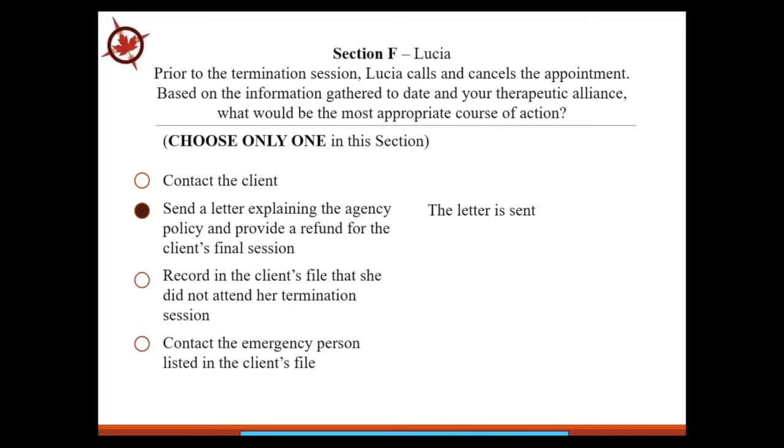So you might send a letter, and the letter would be sent. Now, of course, you don't have any other options, but in this case, if you contacted the client, then she'd thank you for calling.